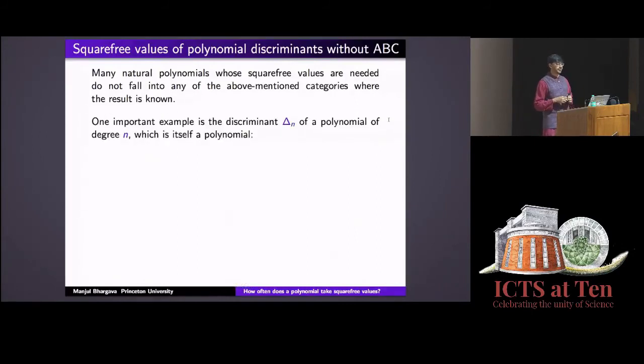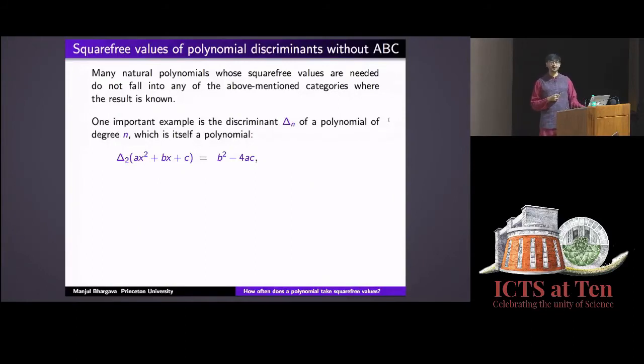And one important example is the discriminant of a polynomial of degree n. If you have a degree n polynomial, there's a notion of discriminant of the polynomial. We all learn it for quadratic polynomials. So if you have ax squared plus bx plus c, where a, b, c are the variables parameterizing your degree 2 polynomials, the discriminant is itself a polynomial in the coefficients. And it's this expression we all learn, b squared minus 4ac. That's the discriminant of a degree 2 polynomial, and schoolchildren are all taught that polynomial.